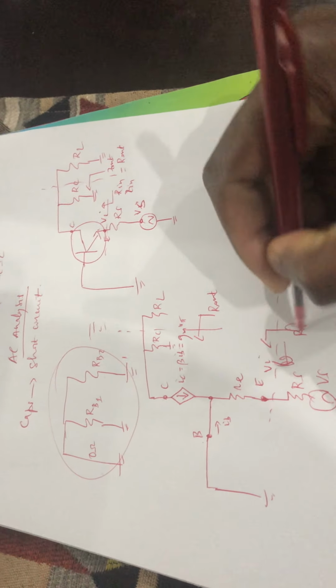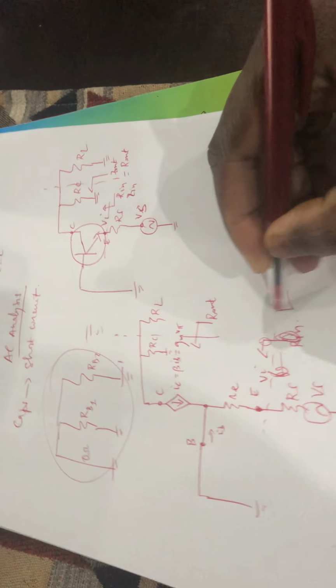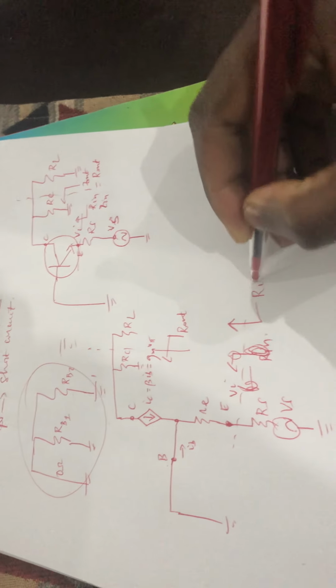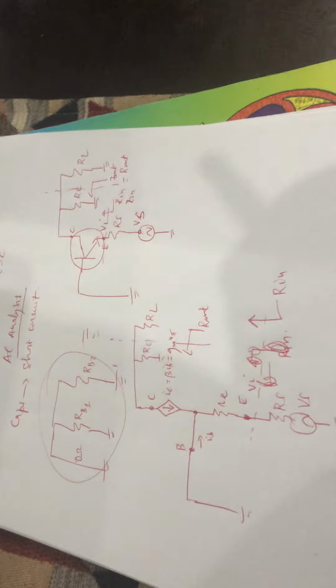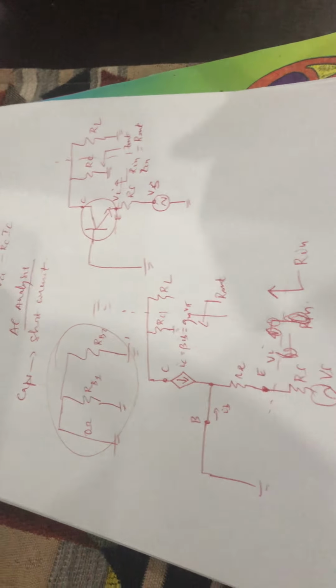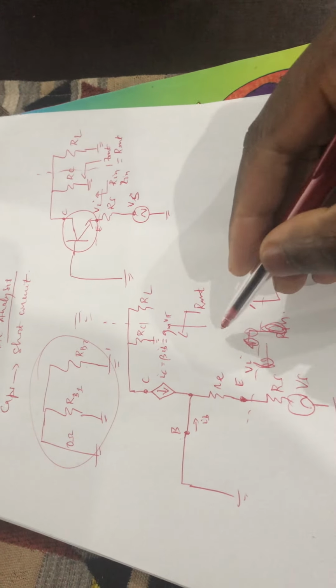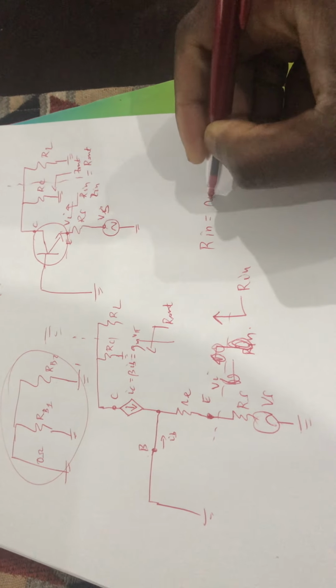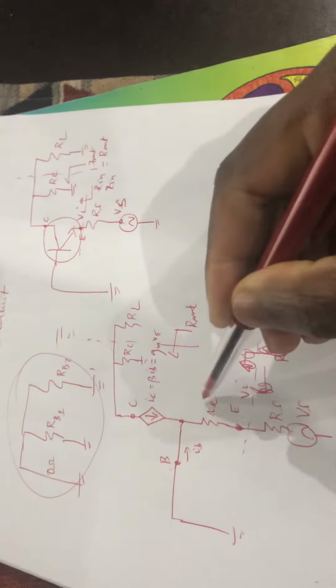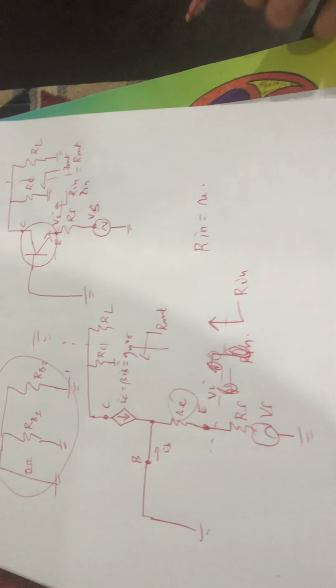R in, because we're looking from the emitter, we're looking into the transistor like that, looking inside through the emitter. So when we look into the emitter, our R in will be how much resistance or impedance we see inside. R in will be nothing but Re, because the only resistance we see will be Re.